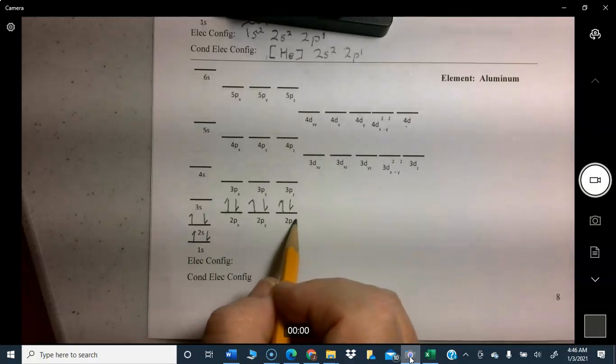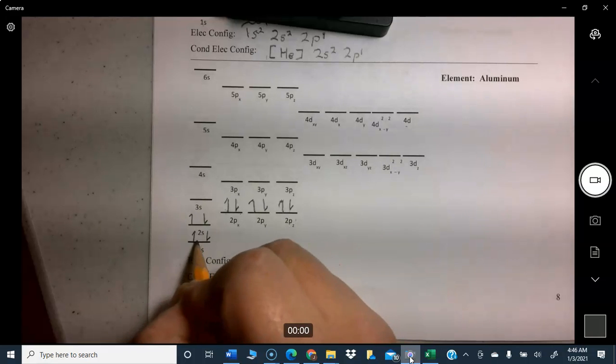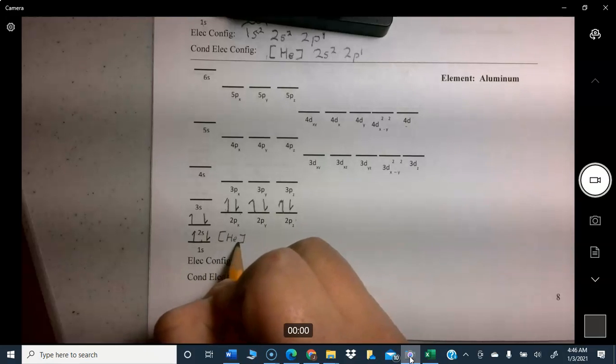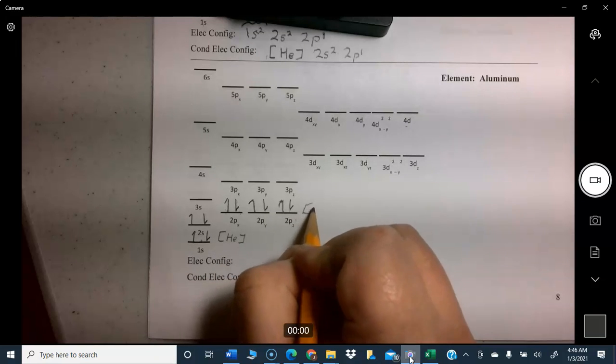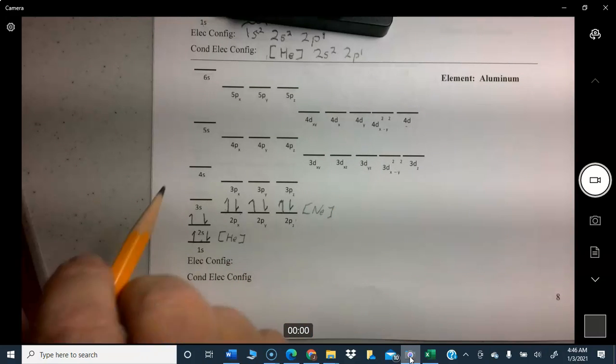Now that we've gotten to the end of the p orbital, the end of the p orbital always represents, with the exception of the 1s orbital, which is helium, a noble gas. In this case, it would be neon. Okay, now we keep going.